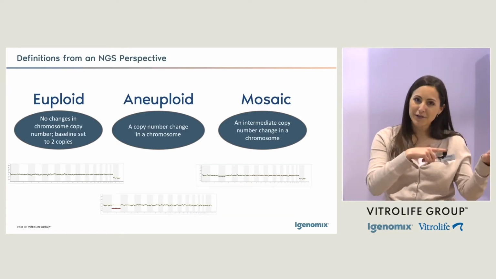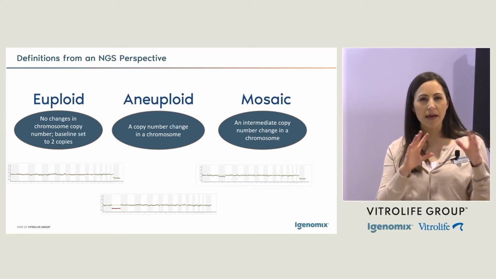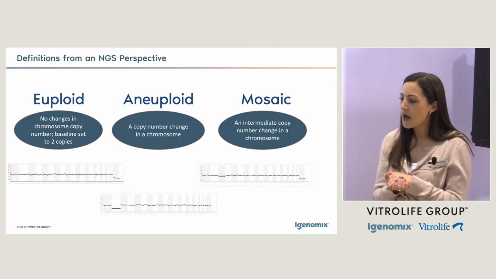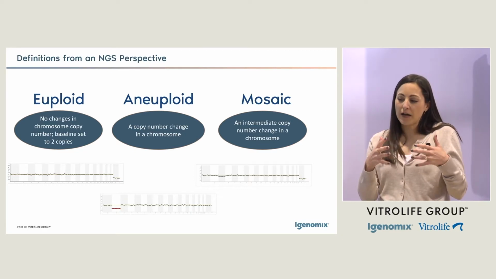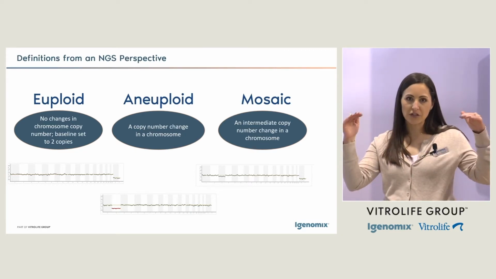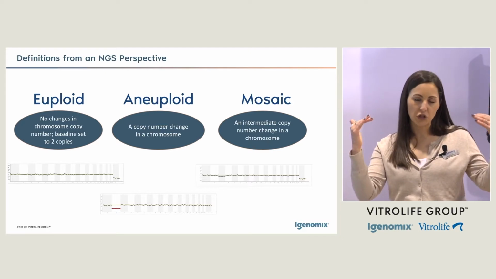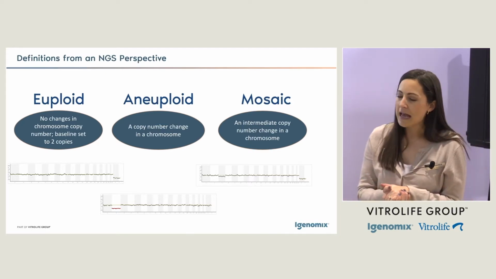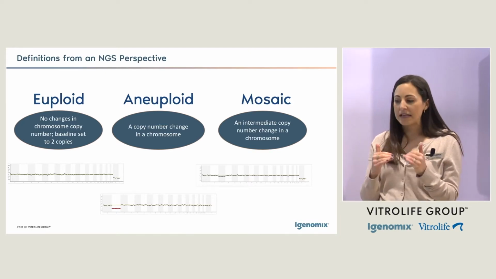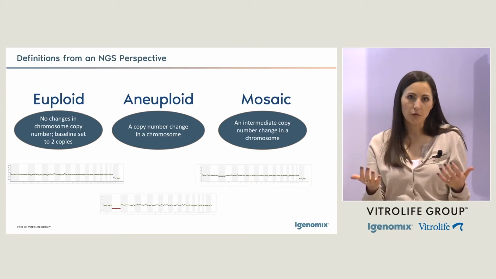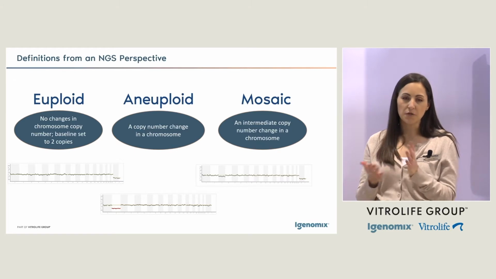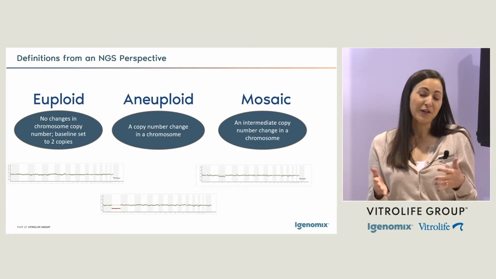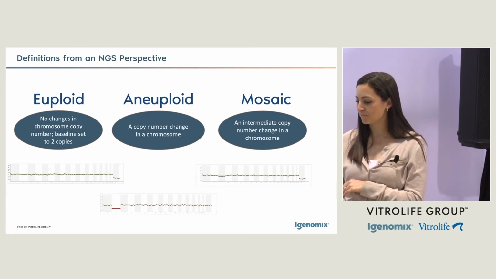So now going back to those previous definitions and coming at them from an NGS perspective, a euploid result is consistent with us seeing no copy number change from that baseline, which again is set at a copy number value of 2 in the NGS profile. An aneuploid result would be a complete copy number change in a single or multiple chromosomes, and then a mosaic result would be seeing an intermediate copy number variation for a single or multiple chromosomes.